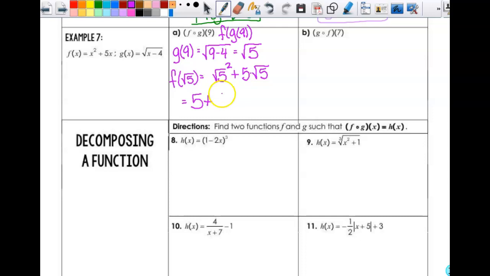Plus, and then I have 5 square roots of 5. Is that going to become 10 square root of 5? The answer is no. You treat square roots like variables. That's like 5 plus 5x. That is all I can do. That is f of g of 9. Okay. What questions do you have? Are we good? Don't be afraid to ask anything. I know it's weirder when there's less people in here, but ask. All right, then you do B.